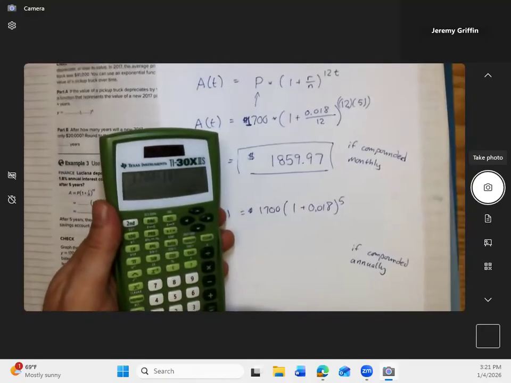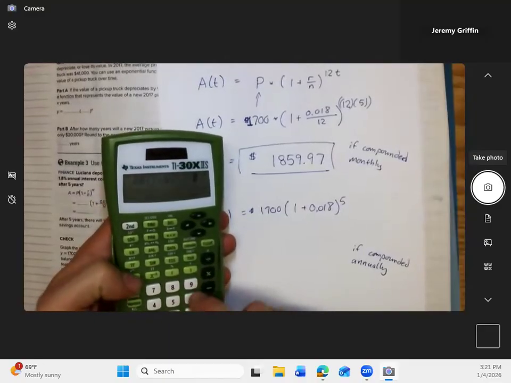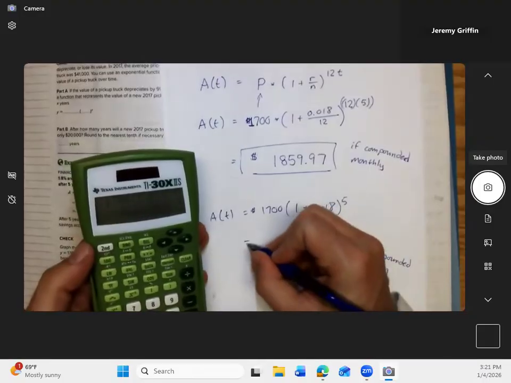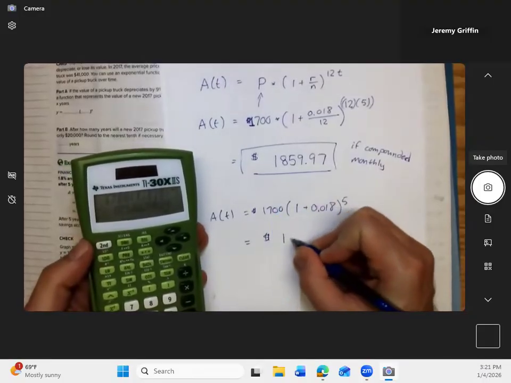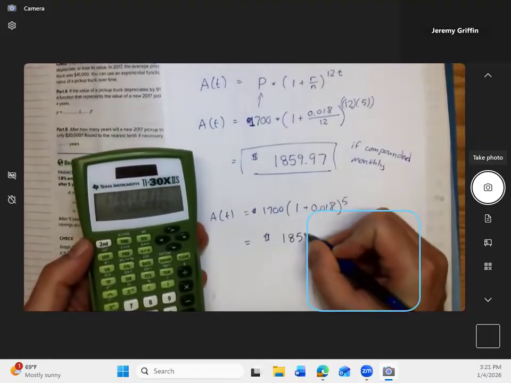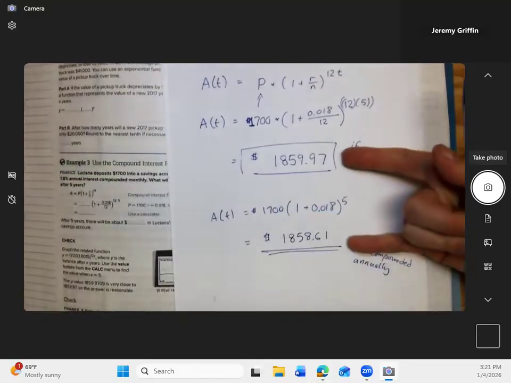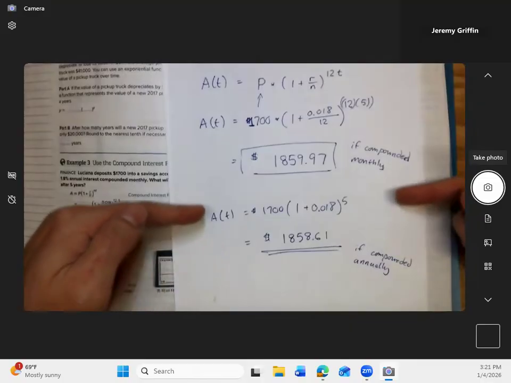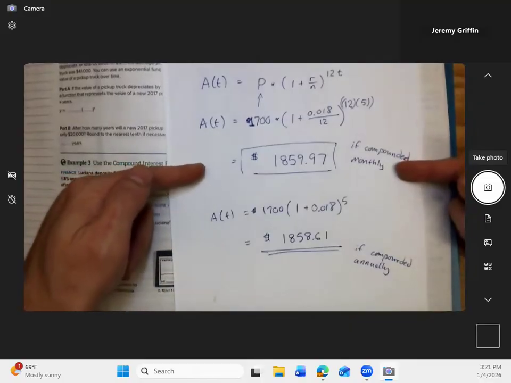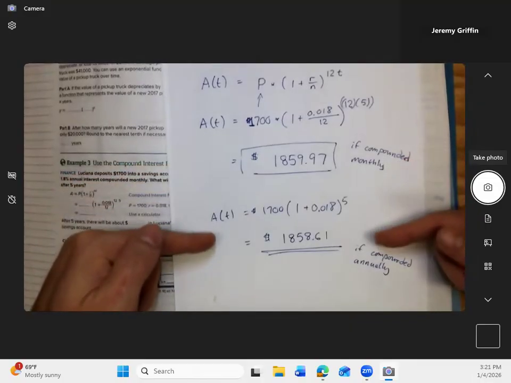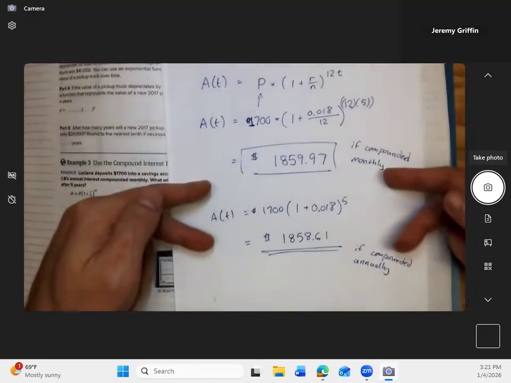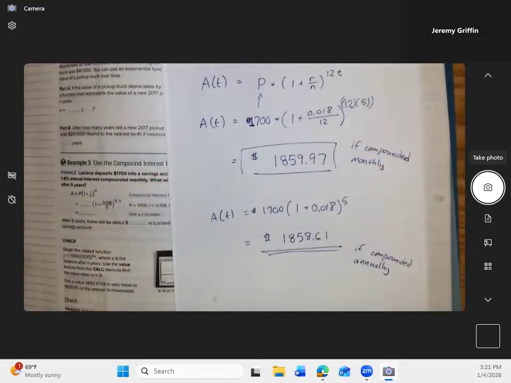1,700 times 1.018 to the 5. That comes out to $1,858.61. You guys see how by compounding monthly, she makes a little bit more than if it had just been compounded at the end of the year? It's not that big a difference, but it is a little bit more.